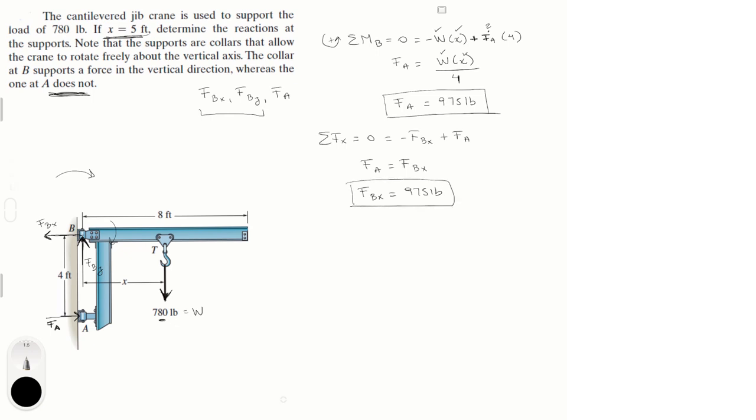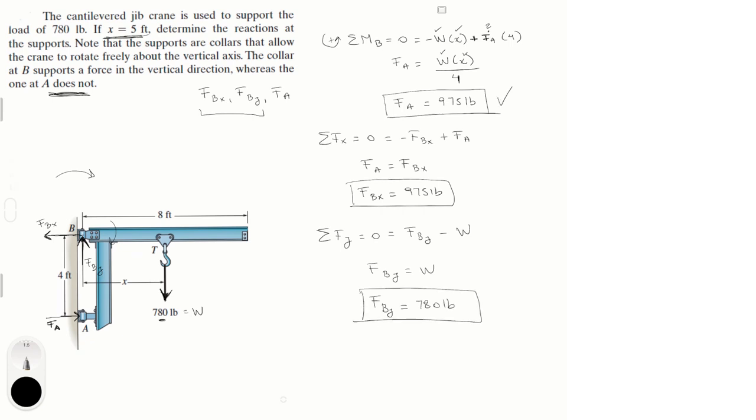And last but not least, and you could already see it in the diagram and figure it out right away, but let's do the whole equation as to Y. Sum of the forces in the Y is equal to 0, and we only got two forces, F of B of Y going up and the weight going down. So you know that F of B of Y is equal to the weight, and the weight is 780 pounds.